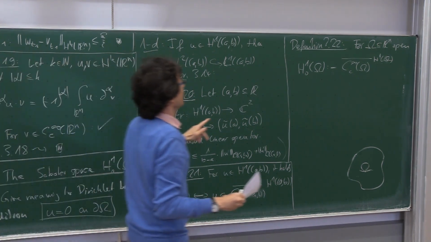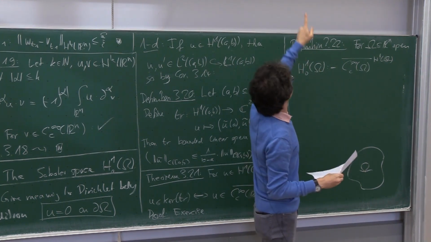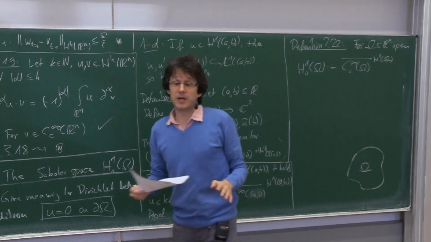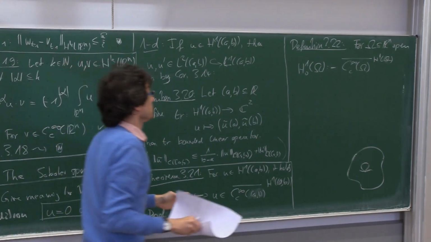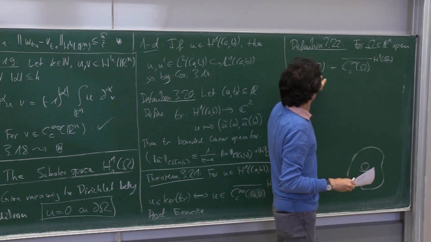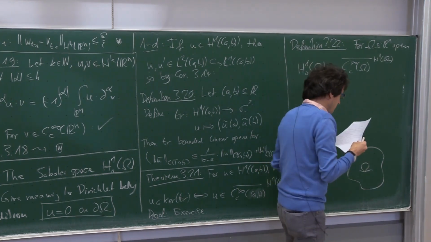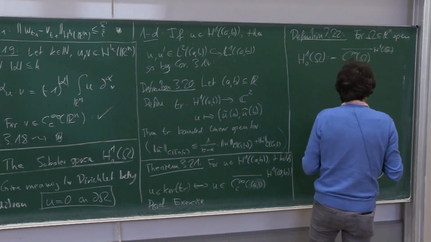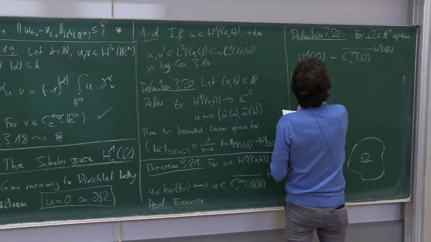It's some closed subspace of H1. For omega equal R^n, this closed subspace will be all of H1. That is what we proved up there. And for omega different from R^n, we do not know. But it's some closed subspace. And intuitively, you should think of this closed subspace as the set of all H1 functions that vanish on the boundary of omega. Okay. We will come back a little bit to this later.